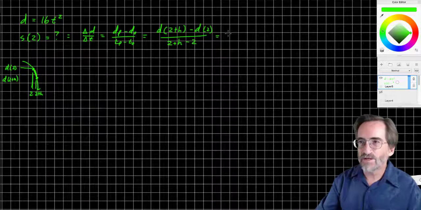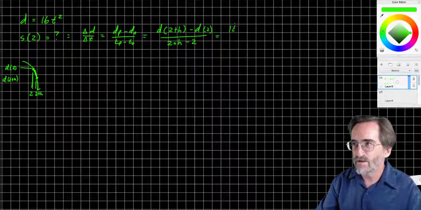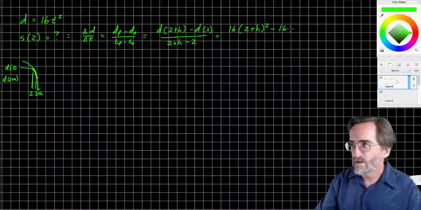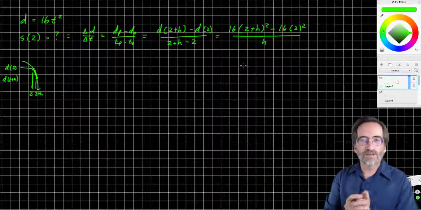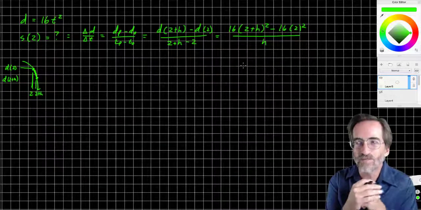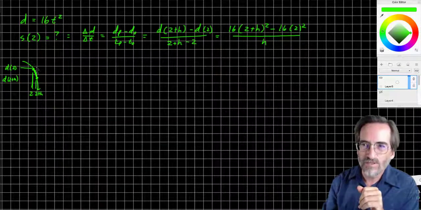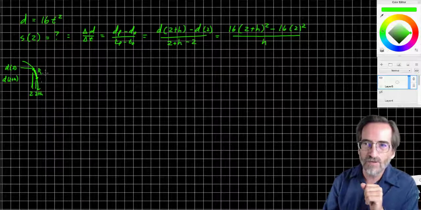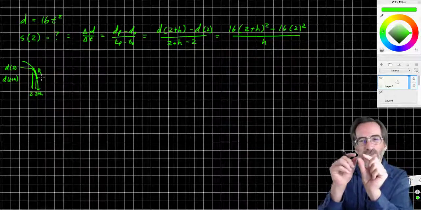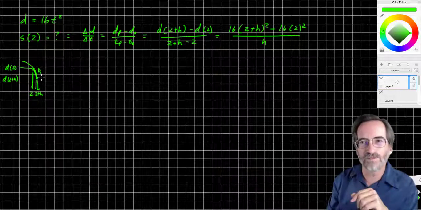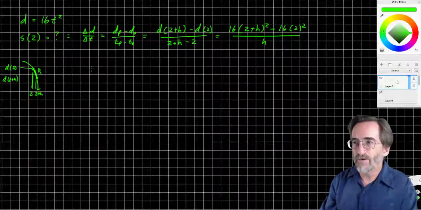Okay, and we can simplify: 16 times 2 plus h squared, minus 16 times 2 squared, divided by, well, the 2s cancel, leaving just h, right? And we basically play this little mental game. It says, what if h is really tiny? What if h is really tiny and we get super, super close to the value 2? So we're finding the slope between 2 points that are very, very close together. That's the idea of a limit, okay?